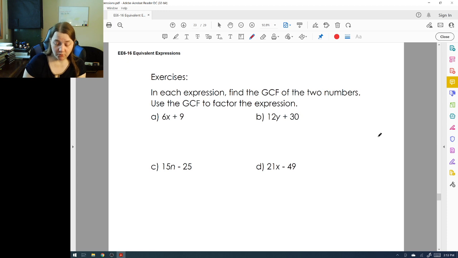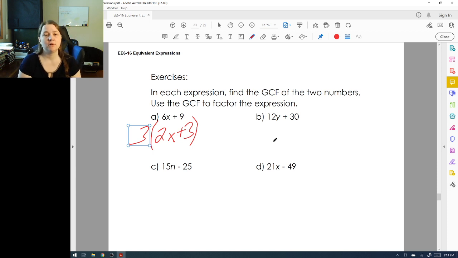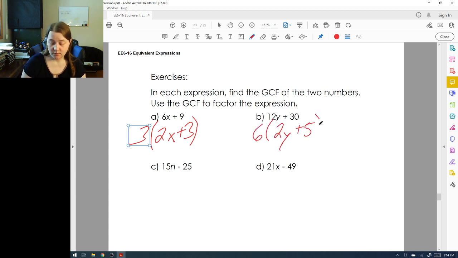So what can we pull out of 6x plus 9? Well, we could pull 3 out. That would leave us with 2x plus 3. 12y plus 30, well, what's the biggest number that can go into both 12 and 30? That would be 6, so that would leave us with 2y plus 5.